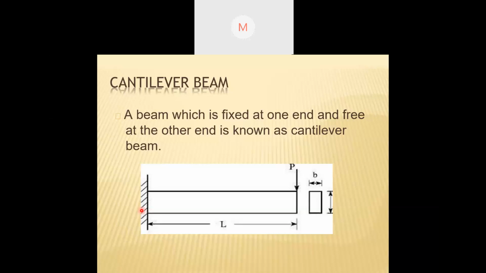Free. Now someone asked me in the last class whether the load can be applied only at the end or in the middle. Everywhere the load can be applied. The load combinations may also be different. So the beam is fixed at one end and it is free like this. This is basically known as a cantilever beam.